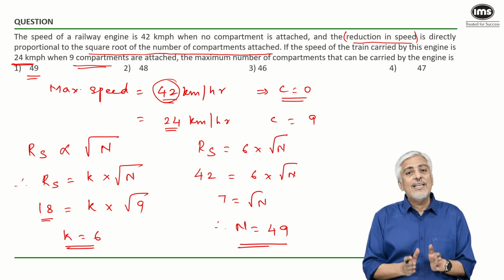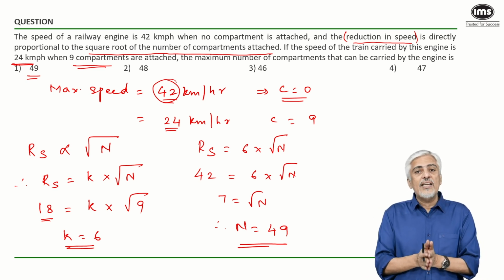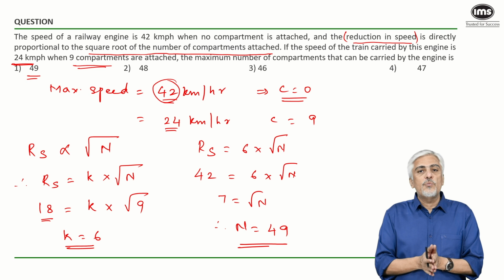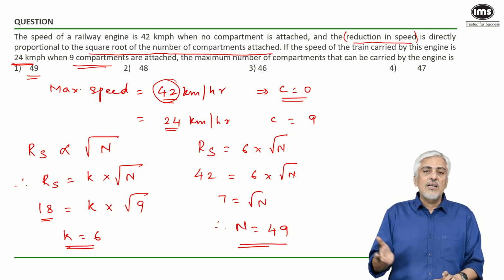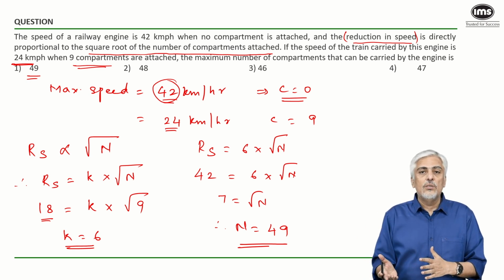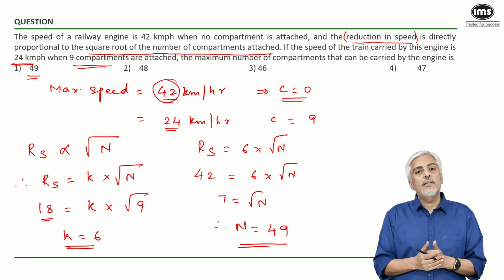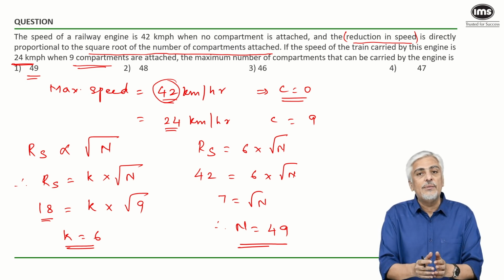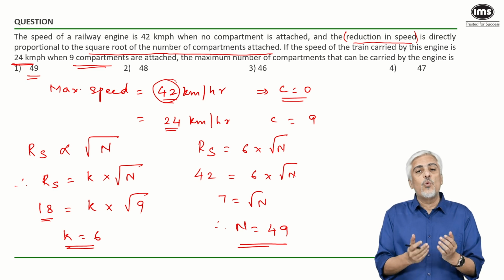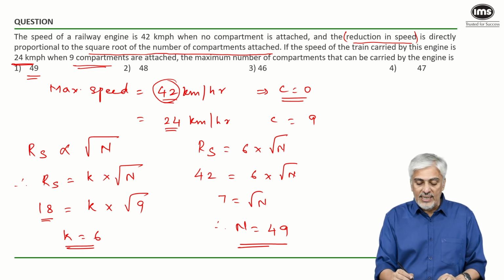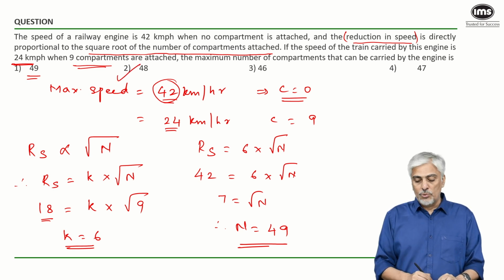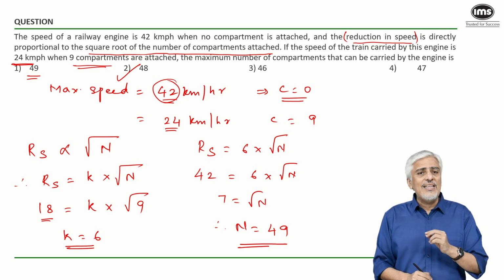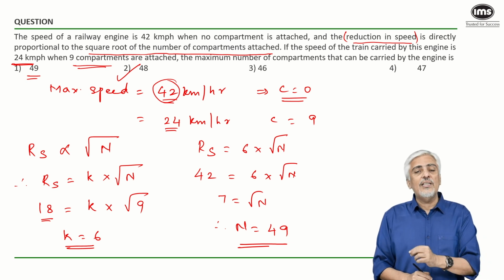Now, again, a lot of people would make a mistake and mark 49 over here even after knowing the whole question. Incorrect. At 49 compartments, the speed will be 0. After that, I can keep adding compartments. The speed will still remain 0. But for the train, or the railway engine, to move even a little bit, I can maximum attach one lesser compartment, which is 48. Hence, the answer will be the second option. Again, not a very easy question, but a classic CAT question and an important one.